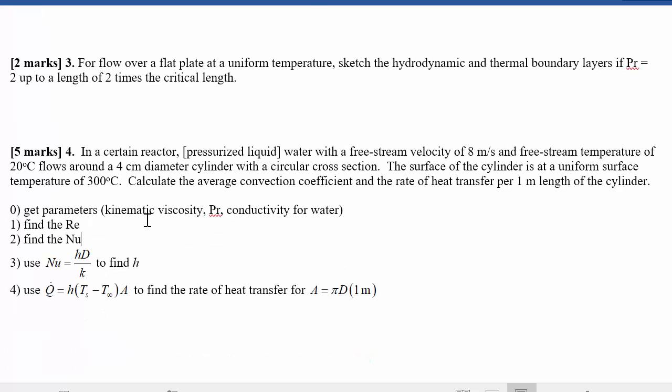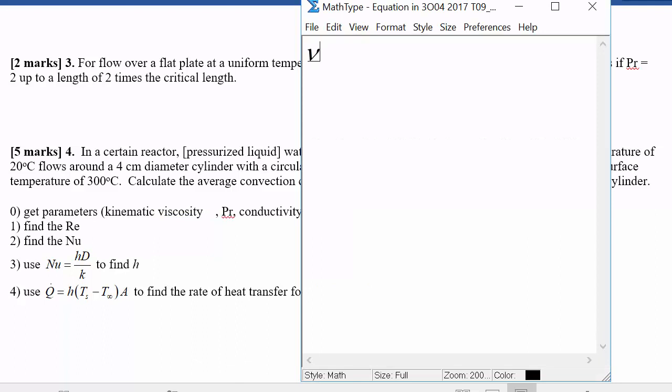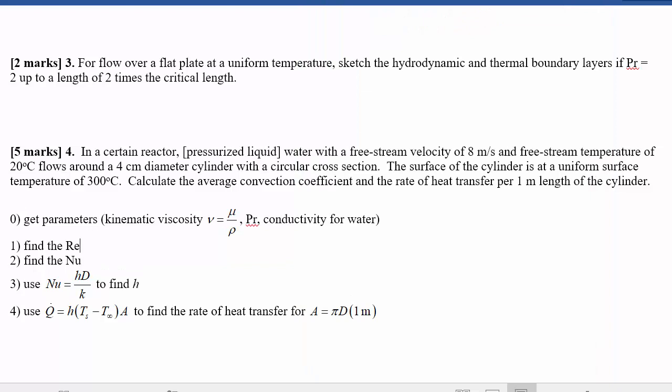So at this point, we're ready to explain what the rest of these parameters are. So the kinematic viscosity is nu, which is equal to the dynamic viscosity over the density. So we got that. The Prandtl number we'll just have in a table. We can look up both of these parameters in a table at the back of the book. The conductivity for water, which is k. We're going to have to look up all of these at the film temperature.